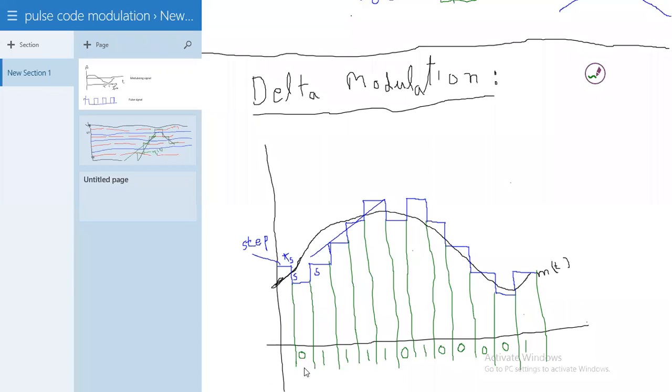In standard PCM or DPCM, each sample consists of a number of bits, either 3 bits, 4 bits, 5 bits, like that. Due to that, the number of bits per second is increased in standard PCM and DPCM. But in delta modulation, for each sample there is only 1 bit. When the step size is compared with the modulating signal, if the step size is decreased, 0 is transmitted. If the step size is increased, 1 is transmitted according to the sample values.